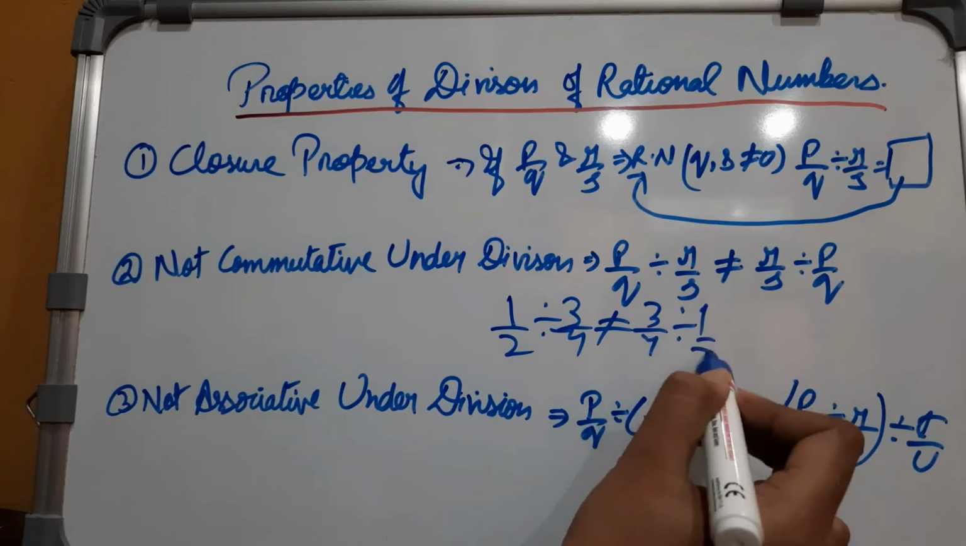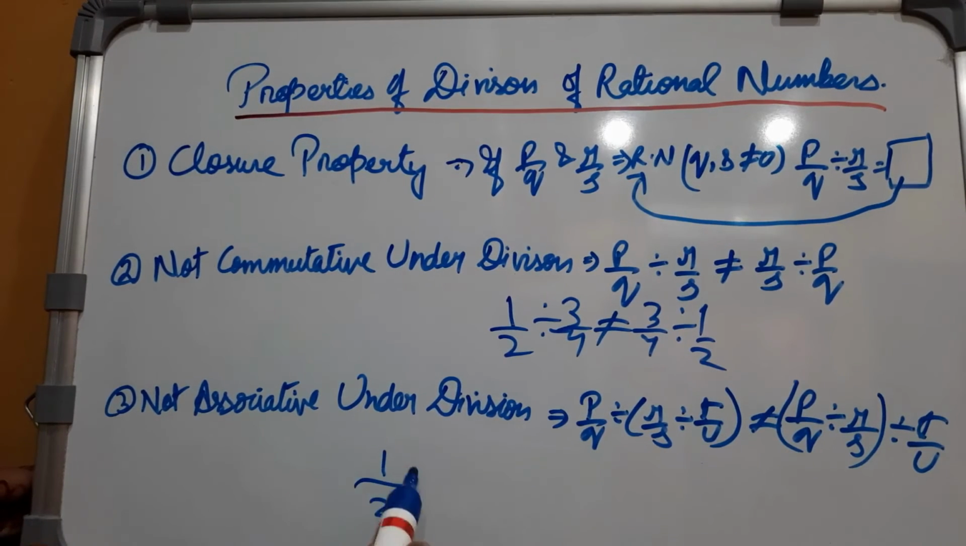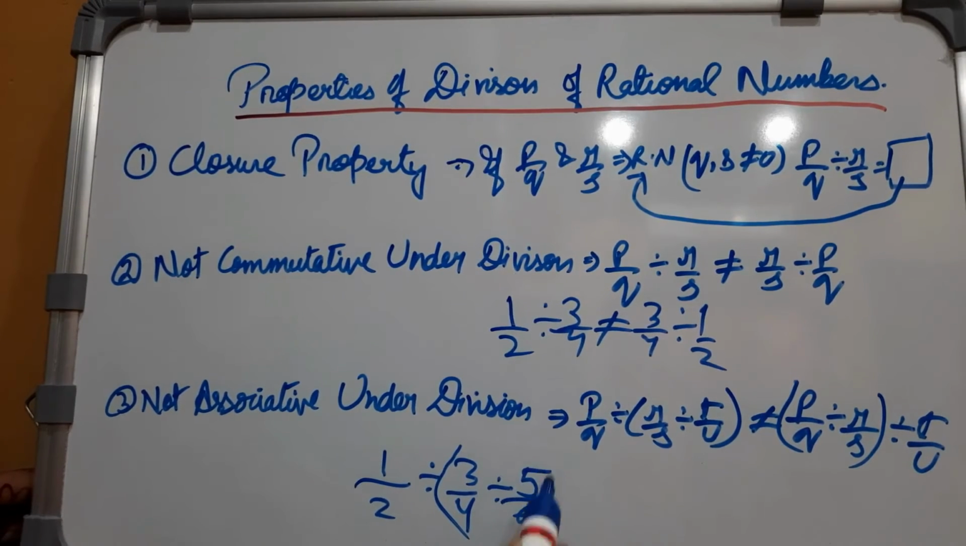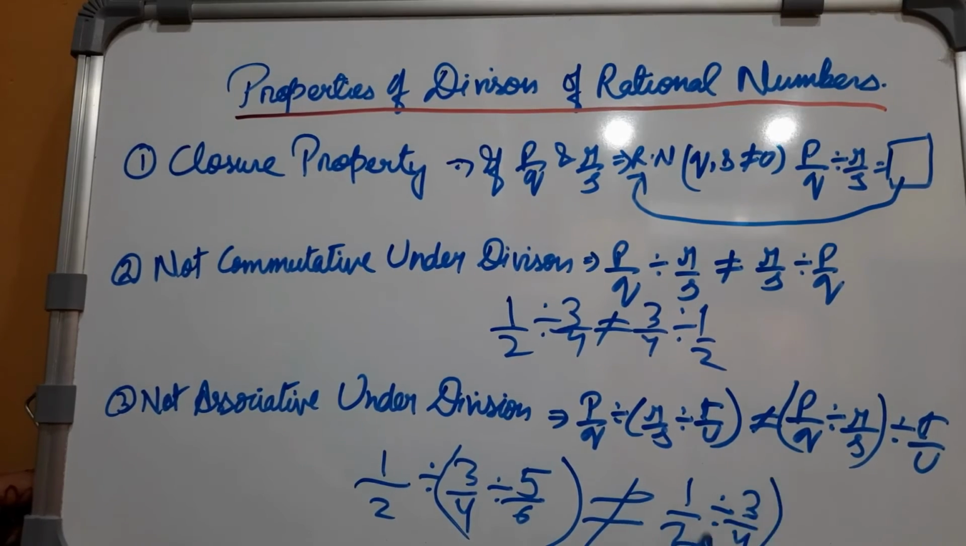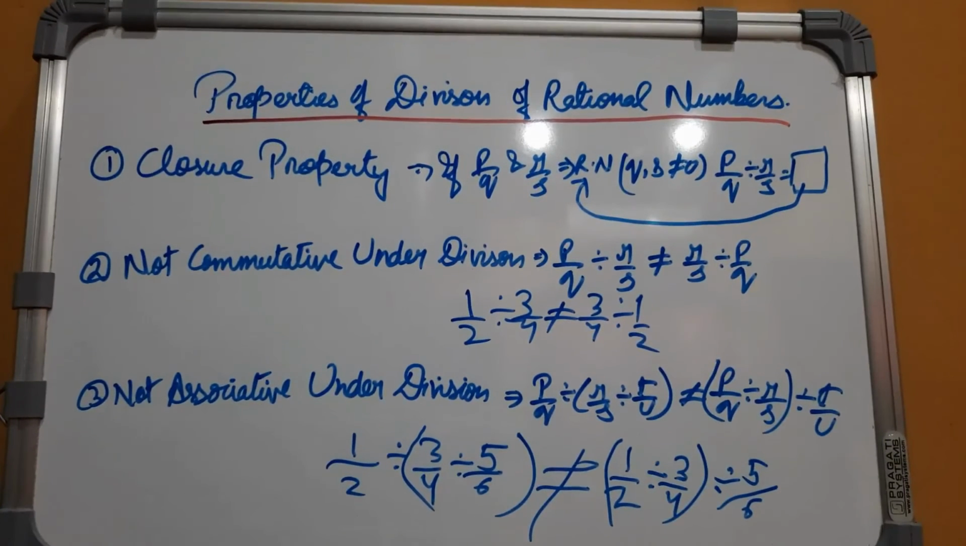So these are the examples. 1 by 2 divided by 3 by 4 is not equal to 3 by 4 divided by 1 by 2, and similarly 1 by 2 divided by (3 by 4 divided by 5 by 6) is not equal to (1 by 2 divided by 3 by 4) divided by 5 by 6. So yes, these are the properties of division of rational numbers.